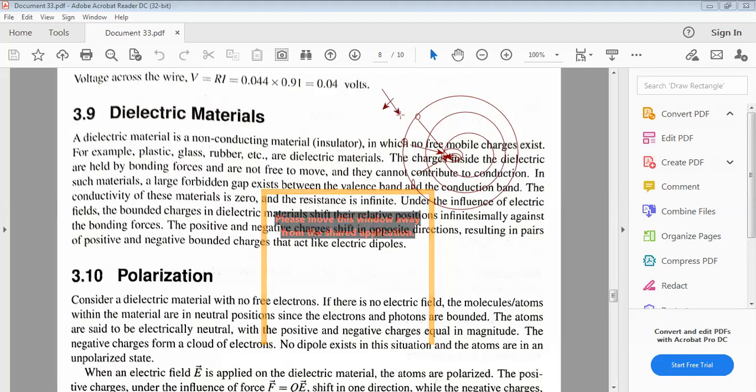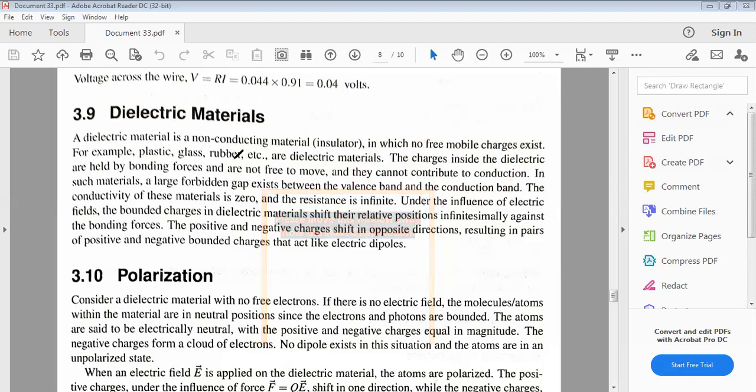Here such type of electrons are not available. Outside, no electrons are available. Because of this, no current conduction takes place. In dielectric materials, such electrons are not available, so they are unable to participate in current conduction. That is the reason.